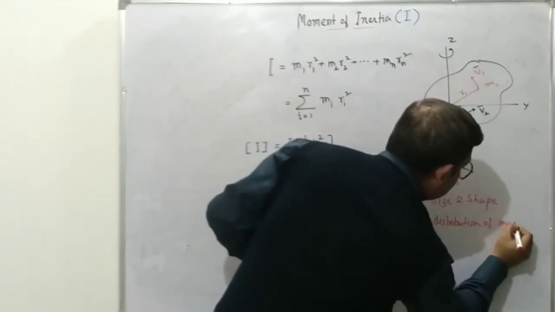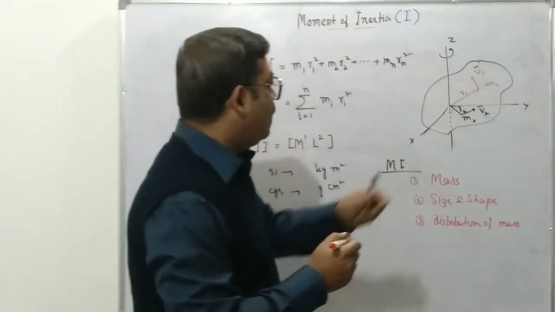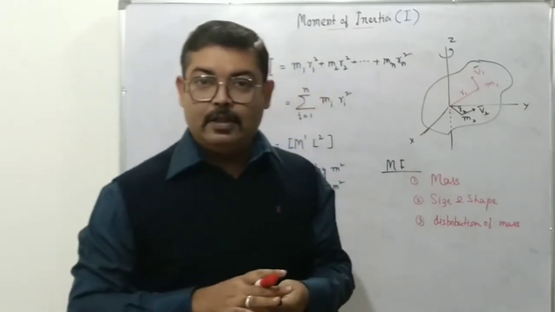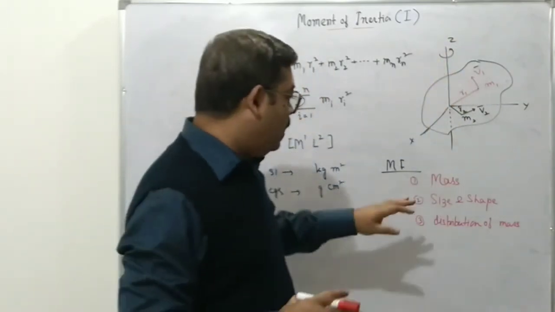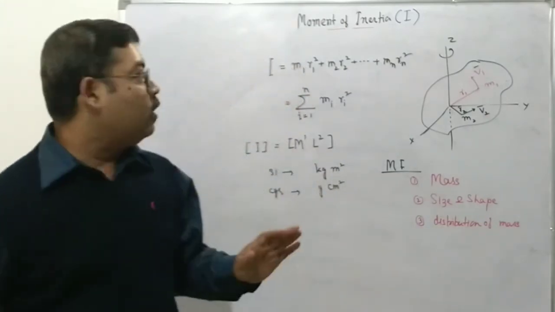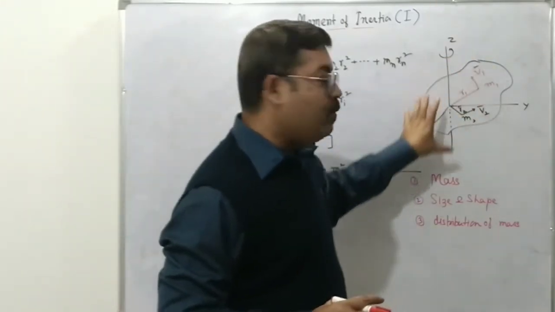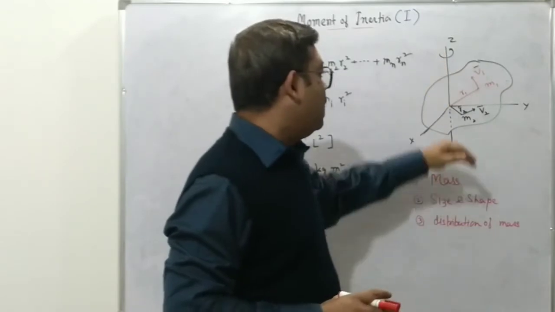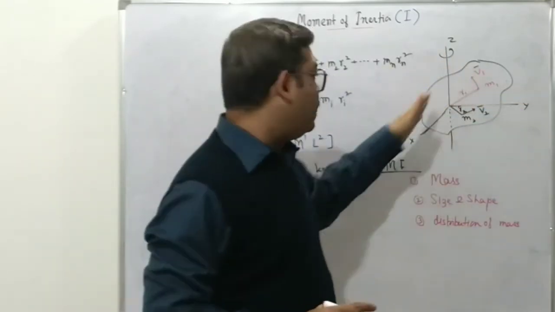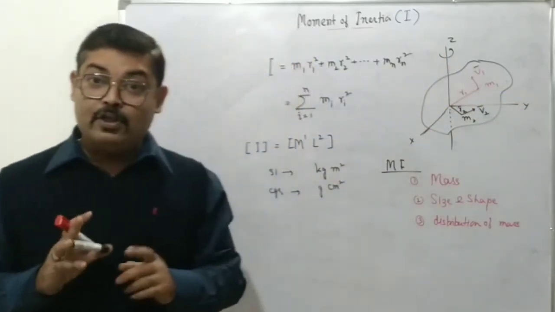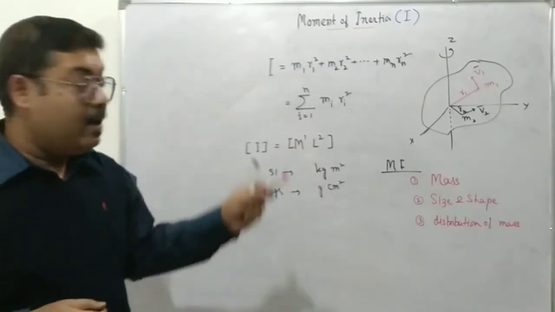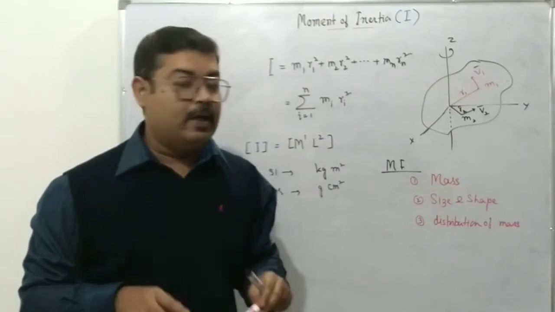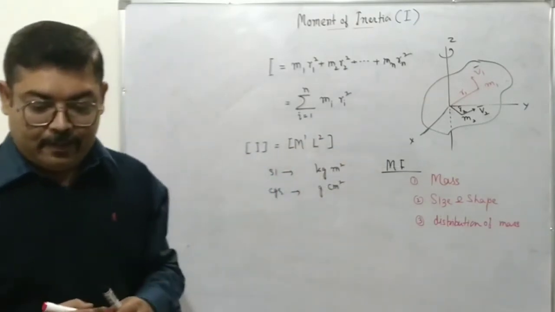Of mass: how the masses of the particle or of the rigid body are distributed about the axis of rotation. The moment of inertia will be dependent on it. So if it were the same rigid body rotating about the z-axis, or the y-axis, or the x-axis, we have different moments of inertia. Important to note that.